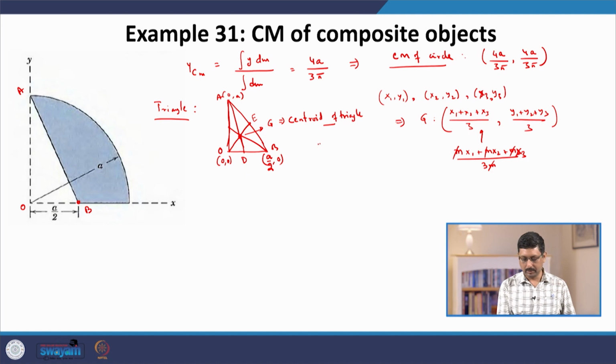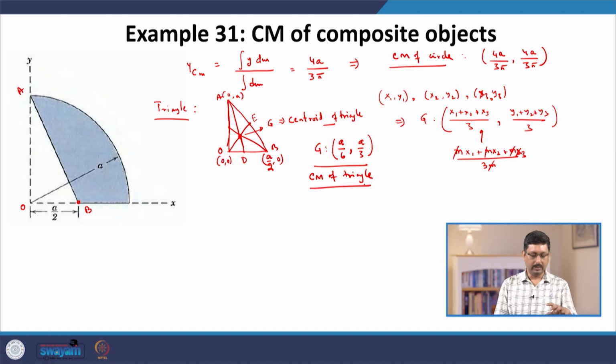We are going to apply this formula, and in this case the coordinates are given here. So, the location of the center of mass of the triangle will be given by (0 plus a by 2 plus 0) divided by 3. So, this is a by 6, and the y coordinate will be (0 plus 0 plus a) divided by 3, which is a by 3. So, this is the center of mass of the triangle.